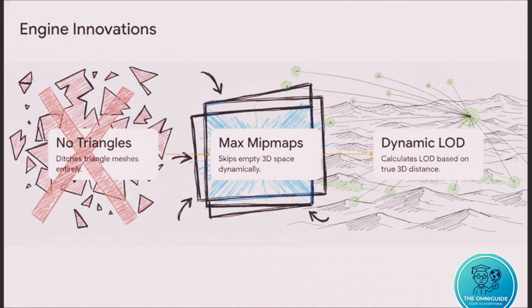So, the crucial point is how this all comes together dynamically. Step 1, completely ditch the triangle meshes. Step 2, instead of those painfully pre-computed cones of empty space, he utilizes a dynamic structure called maximum Mipmaps. This creates bounding boxes of empty space that rays can skip, and it computes so incredibly fast that it happens in real time. Step 3, the engine calculates the level of detail based on the true 3D distance of the ray, instantly, right on the fly. No more pre-computing those clumsy simplified meshes that crack and tear.